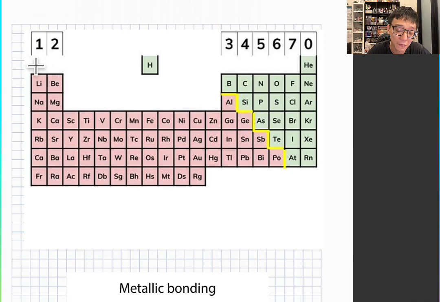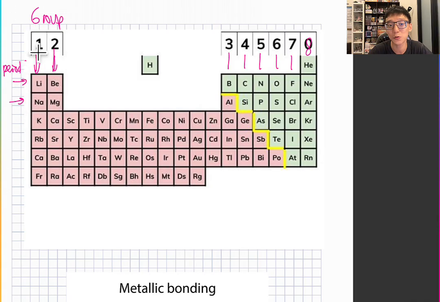Here we have some groupings in the periodic table. The vertical grouping is called a group. For example, here we have group 1, group 2, group 3, group 4, 5, 6, 7, and this part is group 8, or noble gas. The horizontal grouping is what we call a period: period 1, period 2, period 3, and so on. But let's focus on groups now.